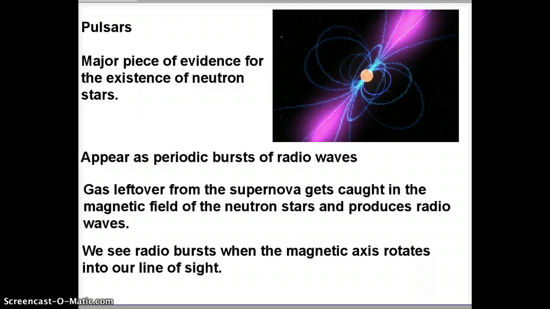Now, not every neutron star is going to be a pulsar. First off, they have to still have gas that they could be getting from to cause the light, but they also have to be lined up in the right way so that this axis occasionally points into our line of sight. So if that never happens, then we don't see it as a pulsar.